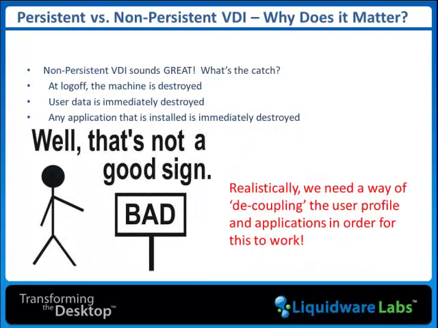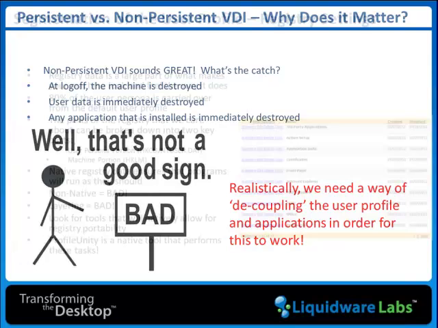Now, this sounds great. What's the catch? Well, first off, as we discussed before, at log off, the machine gets destroyed, and as a result, the user data is immediately destroyed, and any application that's installed is also immediately destroyed. And according to the graphic in the bottom left-hand corner, that's a bad sign. So realistically, we would need a way of decoupling the user profile and the applications in order for this to work. And that's where Profile Unity comes in.